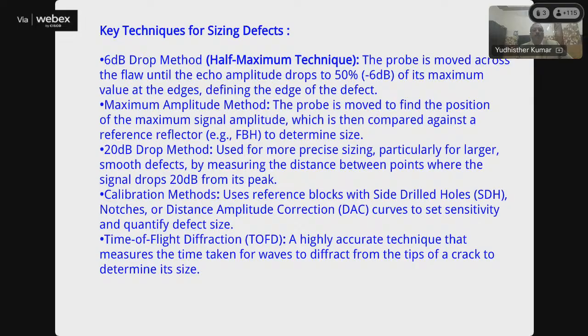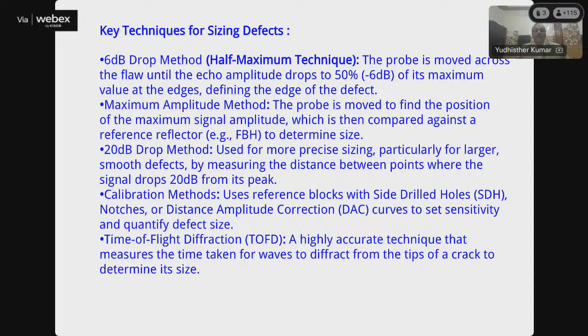Then the 20 dB drop method. The 20 dB drop method is used for more precise sizing, particularly for large smooth defects. By measuring the distance between the 2 points where the signal drops 20 dB from its maximum amplitude, we derive the distance. So precise sizing can be obtained, and we can predict that this is the size by the 20 dB drop method.